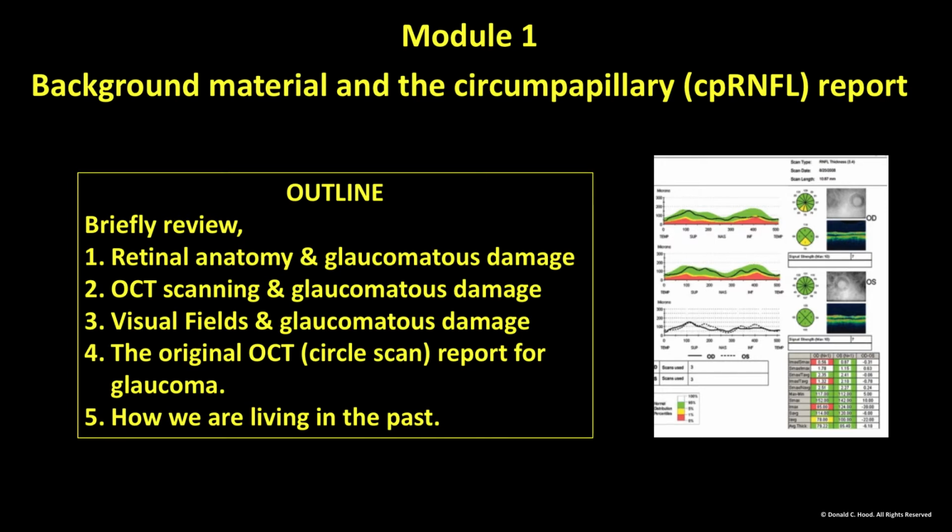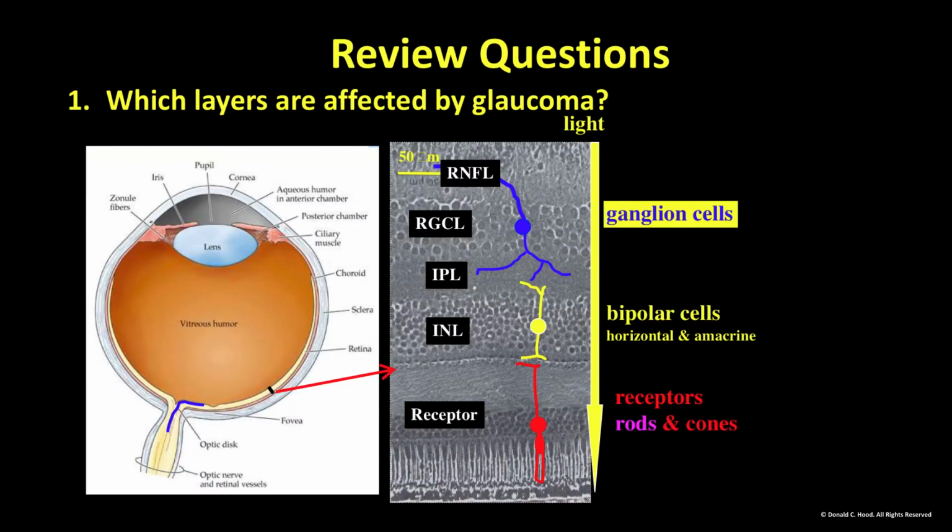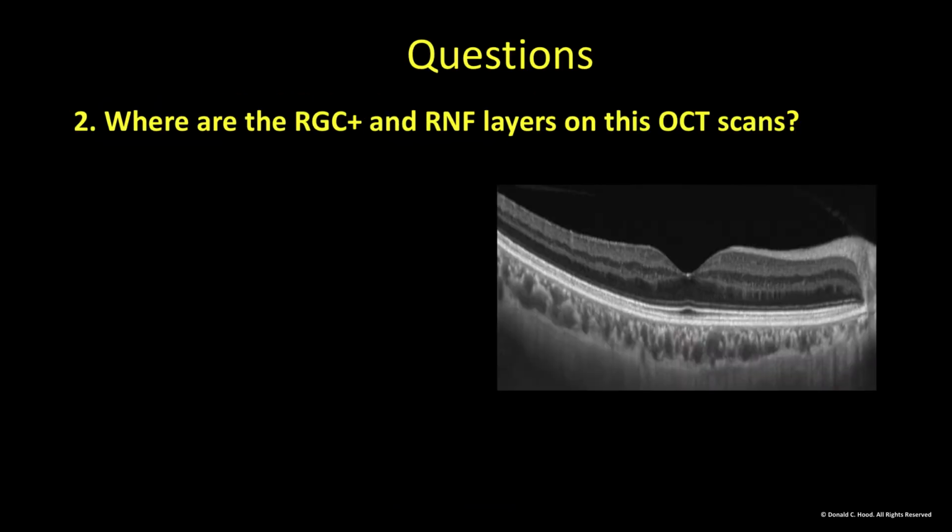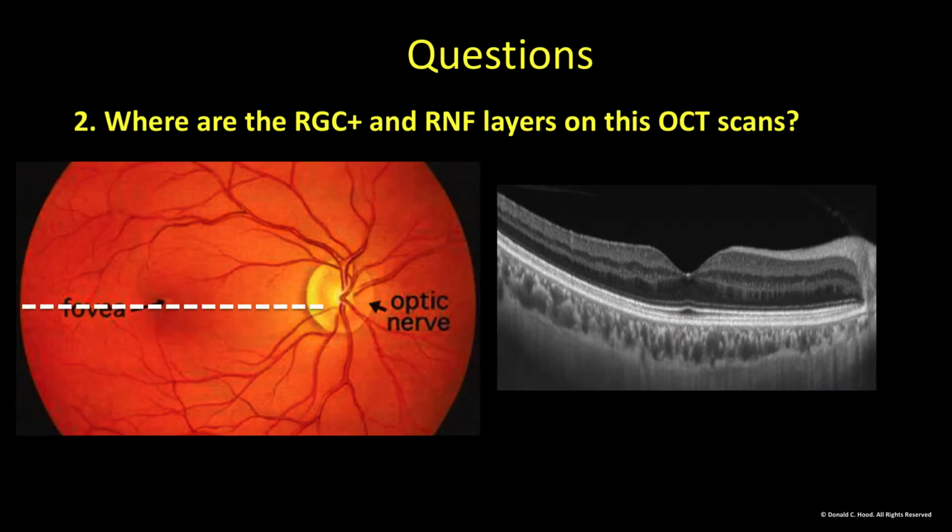Just a little bit of review. I have a couple of review slides here. So which layers are affected by glaucoma? Well, the plexiform layer, retinal ganglion cell, retinal nerve fiber layer. Right? Where are these layers on the OCT? All right, so there's a line. This is a scan through the center of the fovea. A ganglion cell would sit about like that. So it's this layer that we're interested in, retinal ganglion cell layer and retinal nerve fiber layer. They're affected by glaucoma.